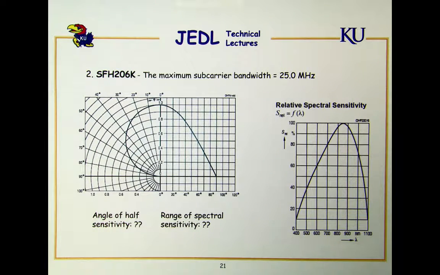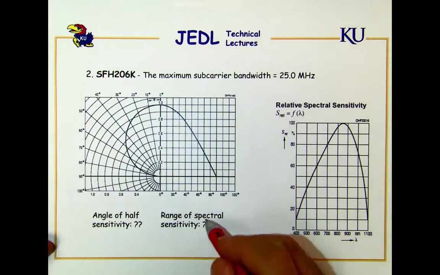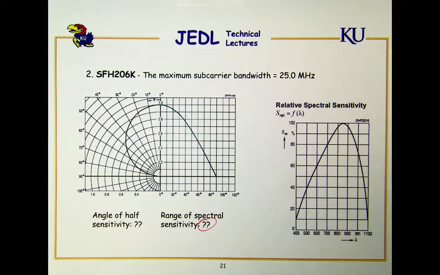The next device that we have is the SFH206K. It has a maximum subcarrier bandwidth of 25 megahertz, which is of course even higher than the previous one. This device sort of complements the other device in its range of spectral sensitivity. So I have the question mark here. What's the range of spectral sensitivity of this device?